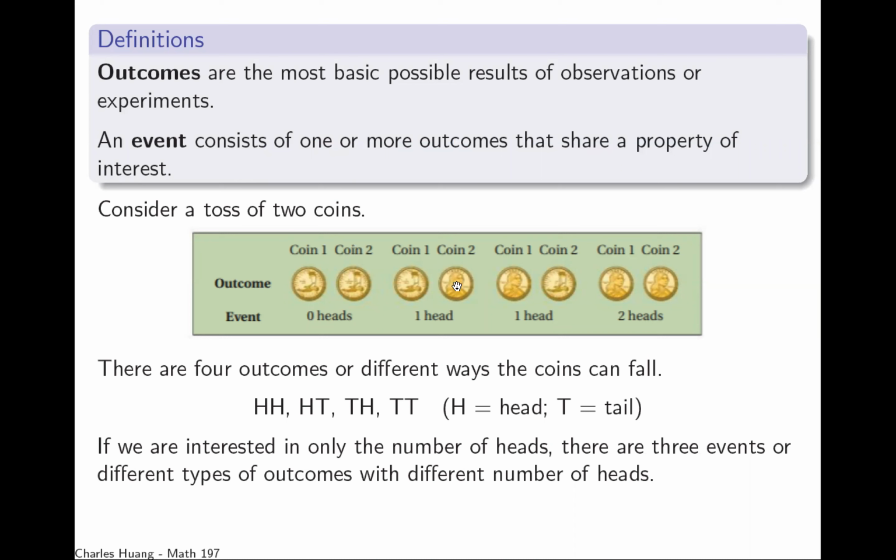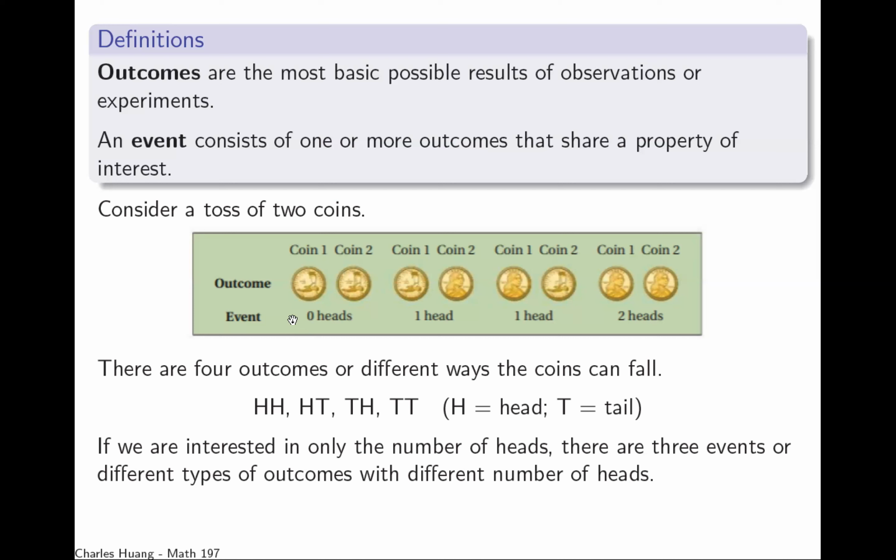If we look at the second picture over here, we have a tail and we have a head. So that's tail and then head, a T and an H. That's another outcome. In total, we have 4 different outcomes. They're listed over here. But perhaps we are interested in only the number of heads that shows up, right?